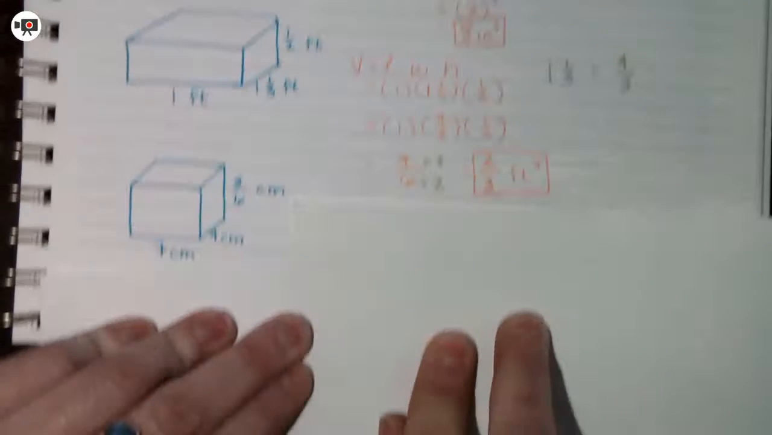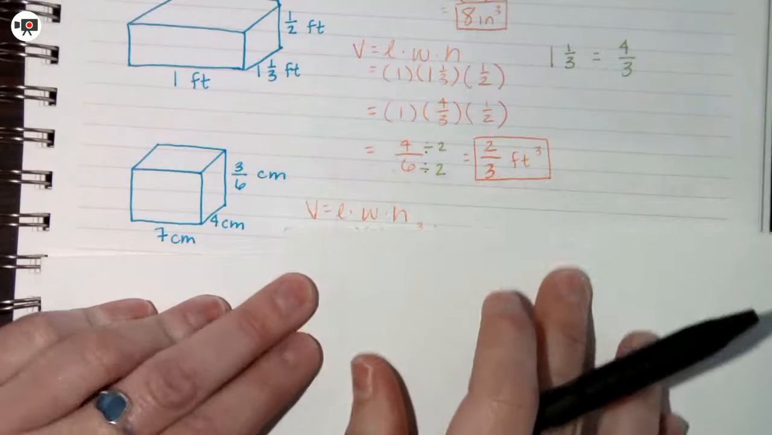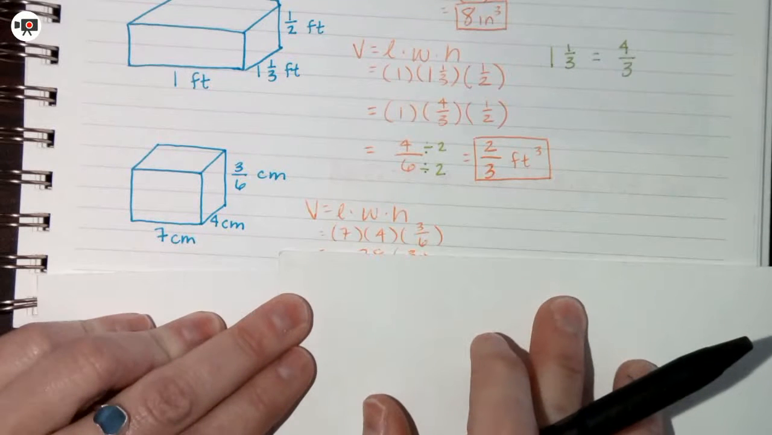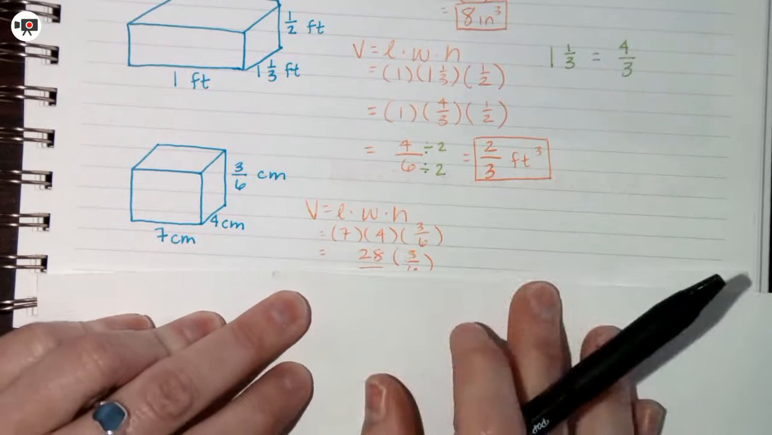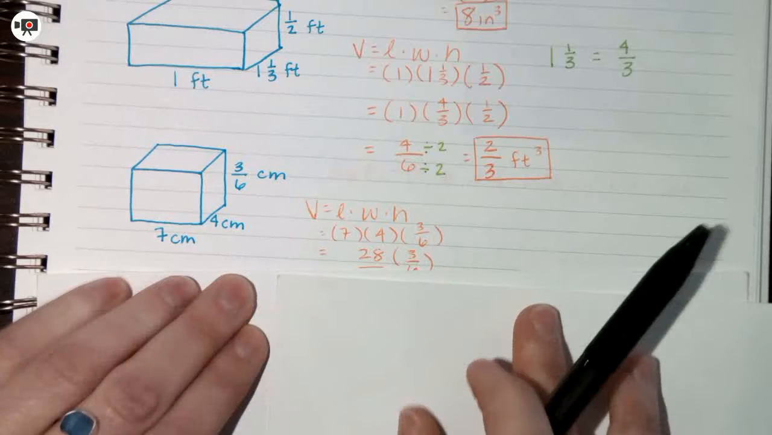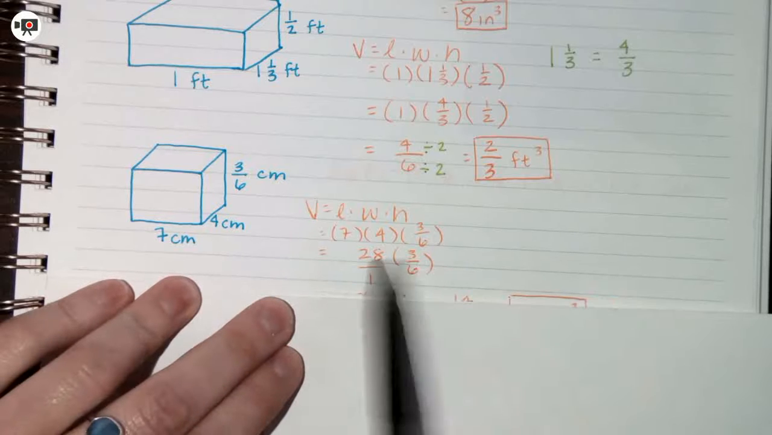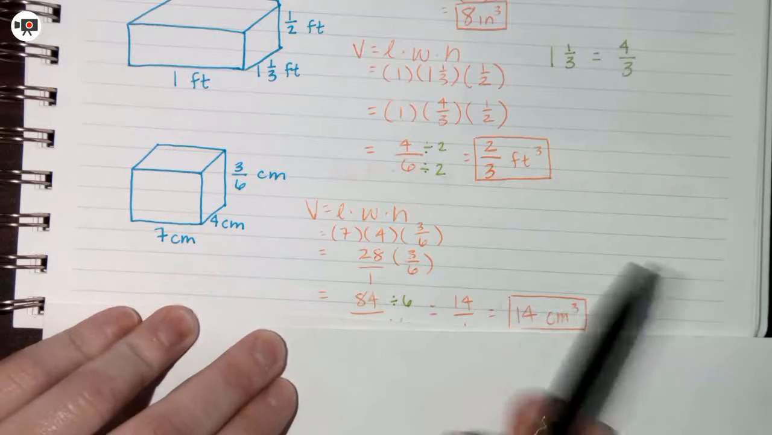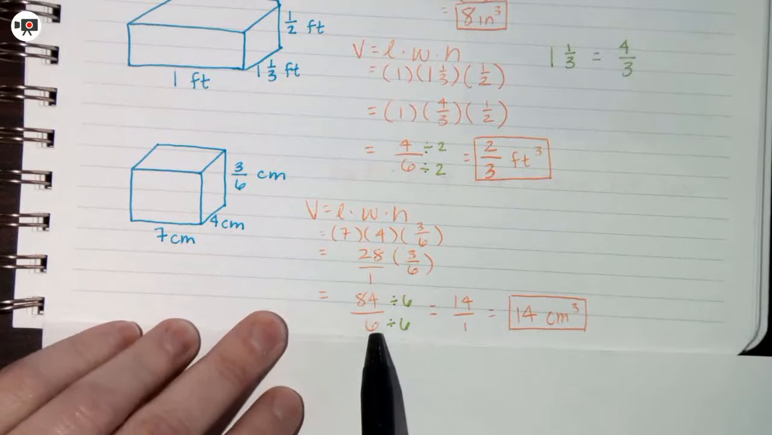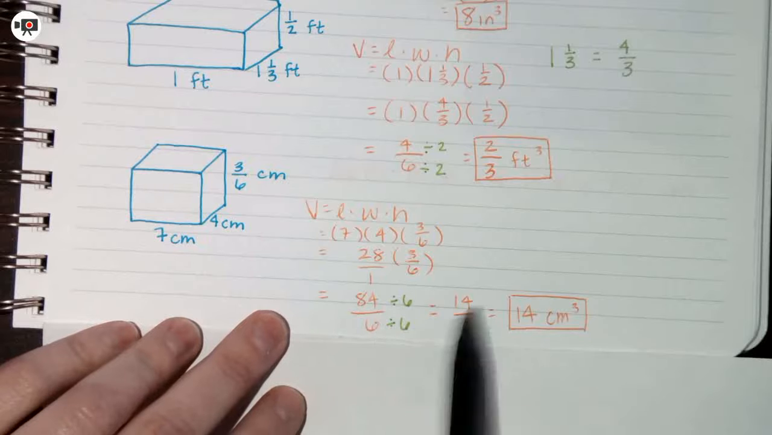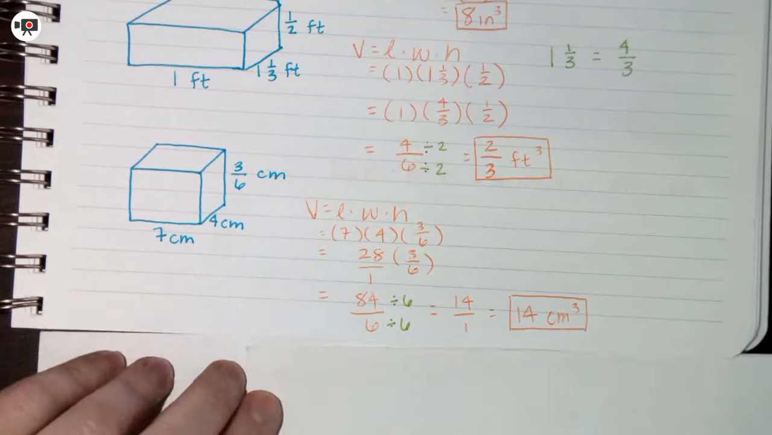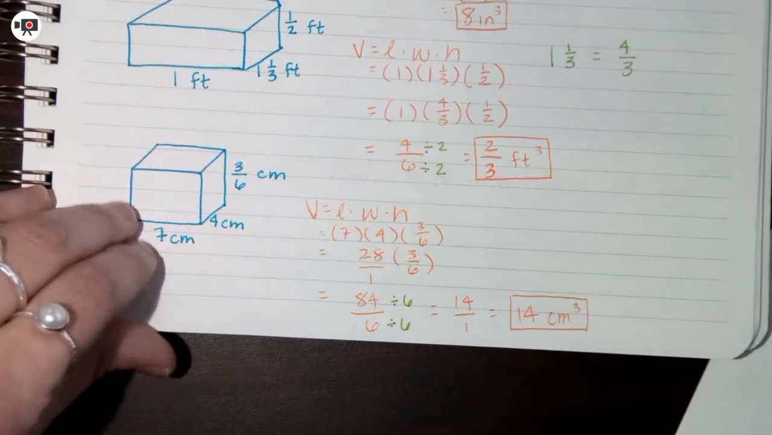Now I have another one, and plug in the information that you know into your formula. 7 times 4 is 28, and then I have 3/6. 28 times 3 is 84. 1 times 6 is 6. I can divide each by 6, and my answer is 14 centimeters cubed.